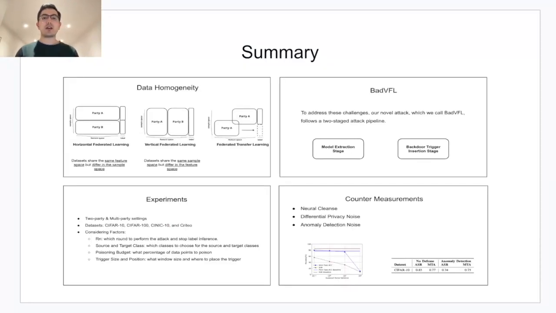So in summary, we talked about different variants of federated learning, and we selected vertical federated learning. We proposed a novel backdoor attack in vertical federated learning, and we experimented with different datasets and presented different factors that need to be considered for performing the backdoor attack. And finally, we talked about potential countermeasures against the proposed attack.